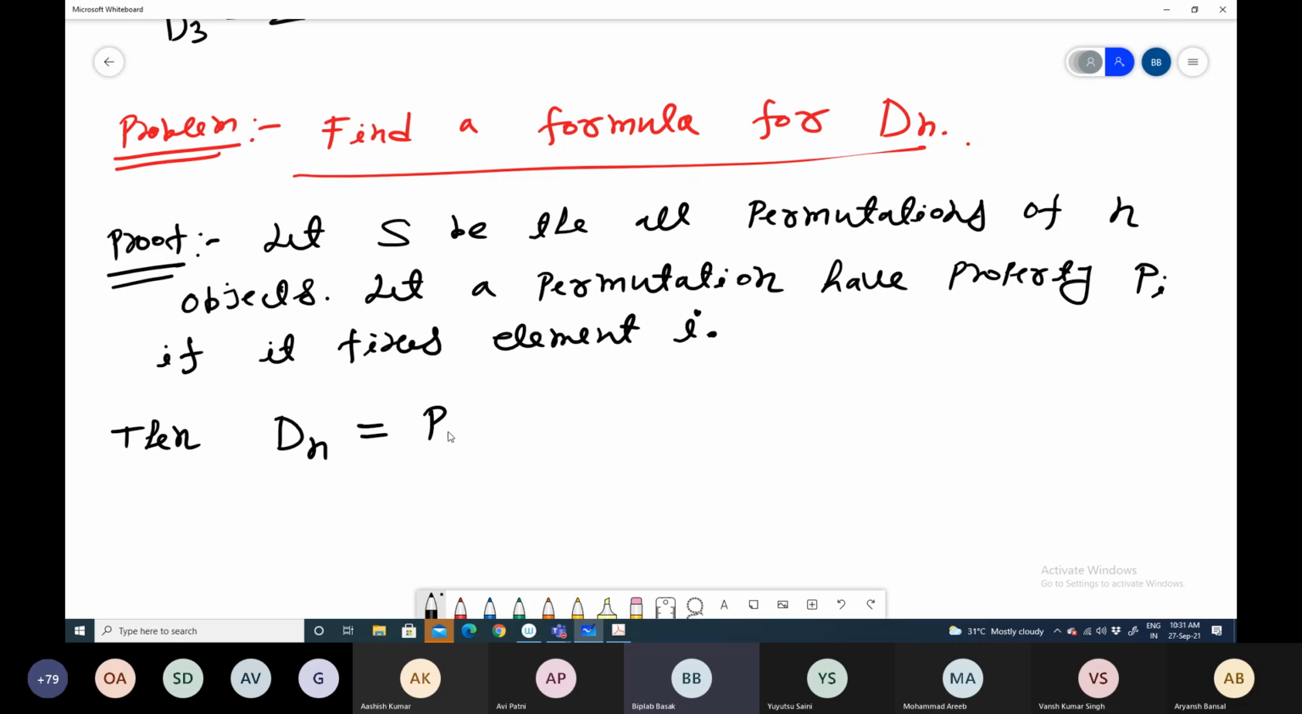Dn means P1 complement intersection P2 complement intersection ... Pn complement. Why? Pi means the number of permutations where it fixes the ith element. So what is P1 complement? It does not fix the first component. P2 complement means it does not fix the second component. Pn complement means it does not fix the nth component, right? So therefore Dn is actually this.